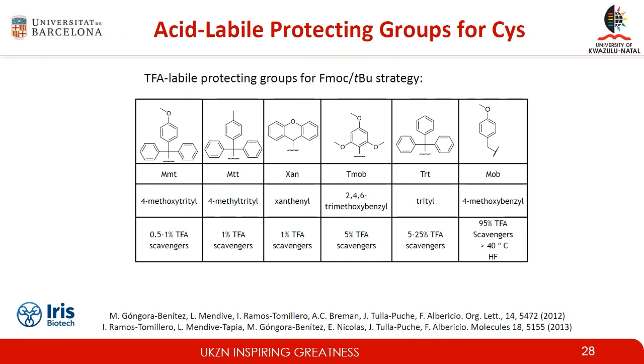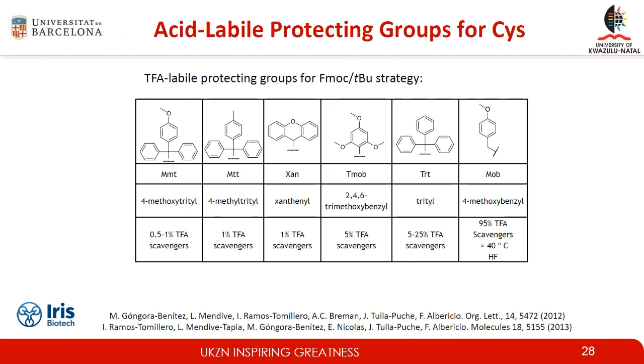Here, most of the protecting groups were available from IRIS, or some of them were in the past commercially available. MMT, the methoxytrityl, you can remove with 0.1% TFA, the 4-methyltrityl with 1% TFA, xanthyl also 1%, TMOP, which we developed with George Barany, about 5% TFA, trityl about 25% TFA, and then we have the paramethoxybenzyl or MOP, for which we need 95% TFA plus 40 degrees, or HF.